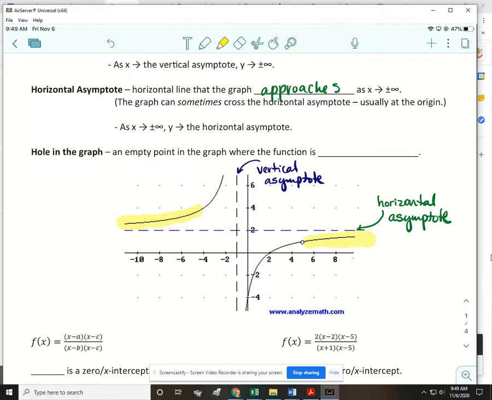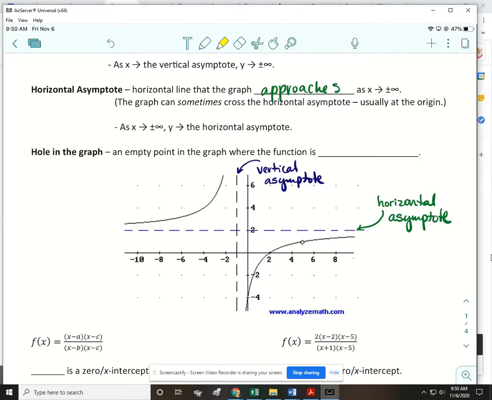Now, one thing to keep in mind is that the graph can sometimes cross a horizontal asymptote. If this happens, it usually happens at the origin or close to the middle of the graph. But as you move away to the left or right, the graph is going to approach the horizontal asymptote.